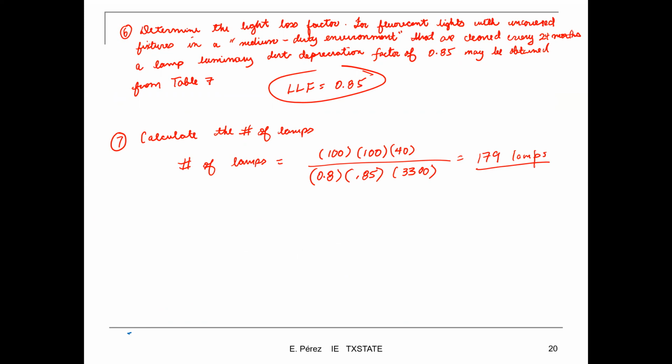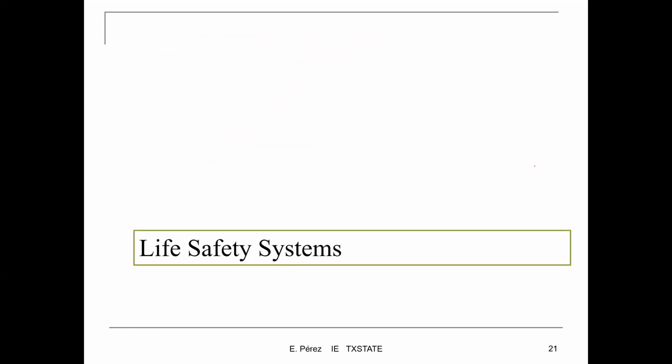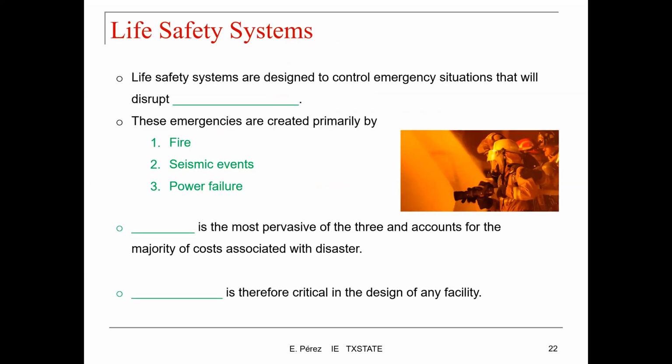Okay, so using the discussion of this method, these 7 steps, and using the information from the tables, we can compute the number of lamps for a specified facility. The last piece of this lecture is a discussion on the life safety systems. Life safety systems are designed to control emergency situations that will disrupt normal operations. These emergencies are created primarily by fire, seismic events, and power failure.